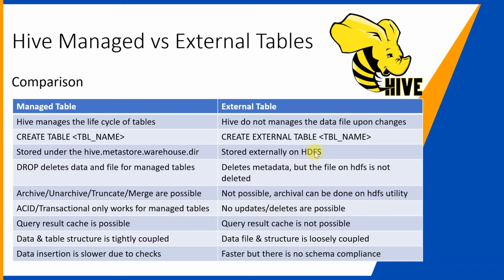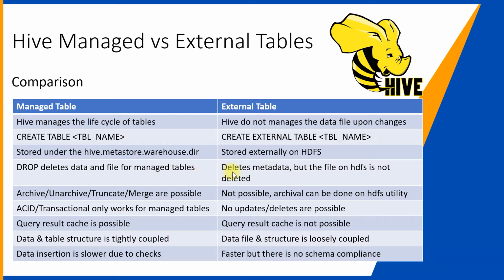So while you are creating the table, the next difference is when you drop a particular managed table, Hive will take care of even deleting the data file also. But whereas in an external table, only the structure is deleted, but not the file on the HDFS. We'll be looking at this example in the hands-on.